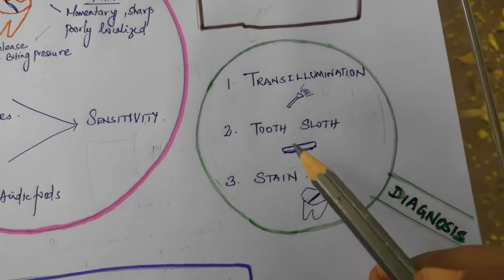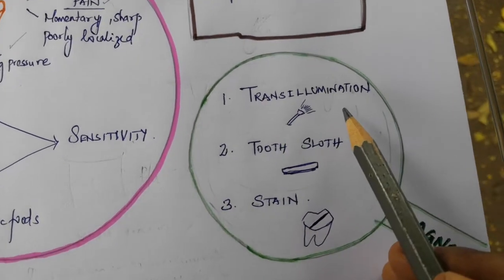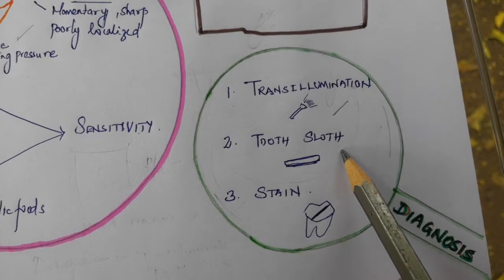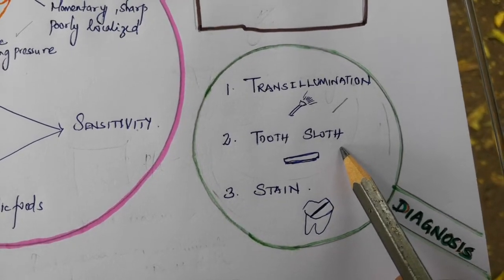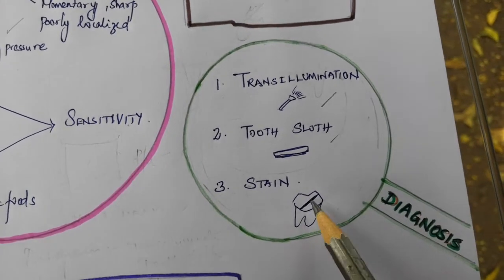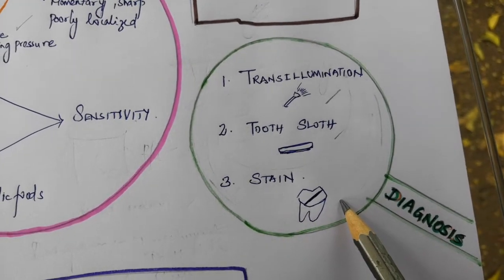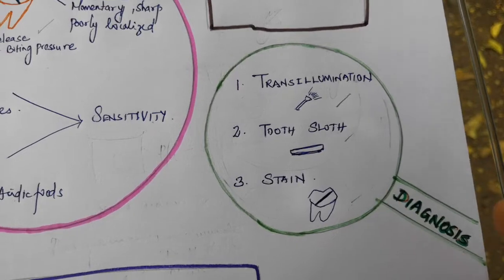Coming to the diagnosis, with transillumination you can find out the cracked tooth syndrome, or with the tooth slooth or the cotton-tipped applicator, you can find out. And with the stain which is seen in the tooth following the crack, you can diagnose.